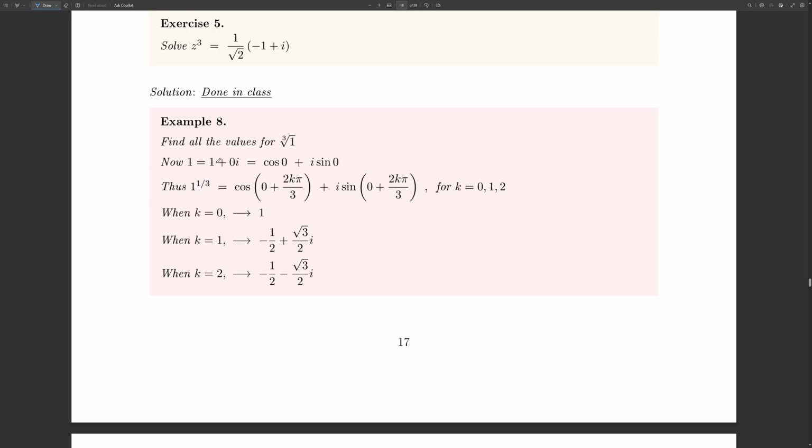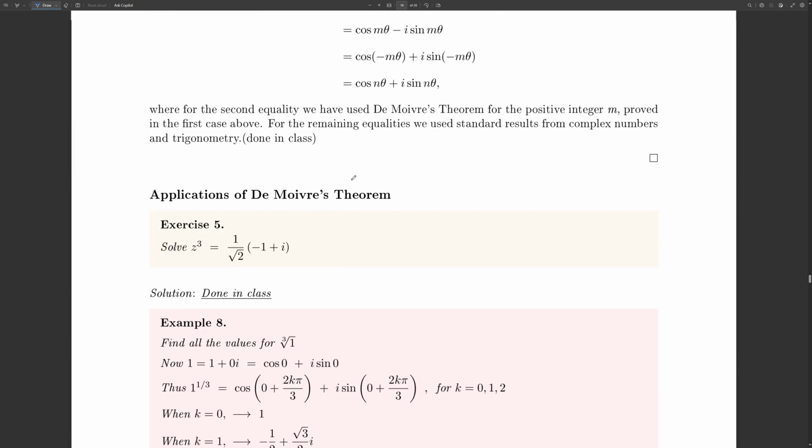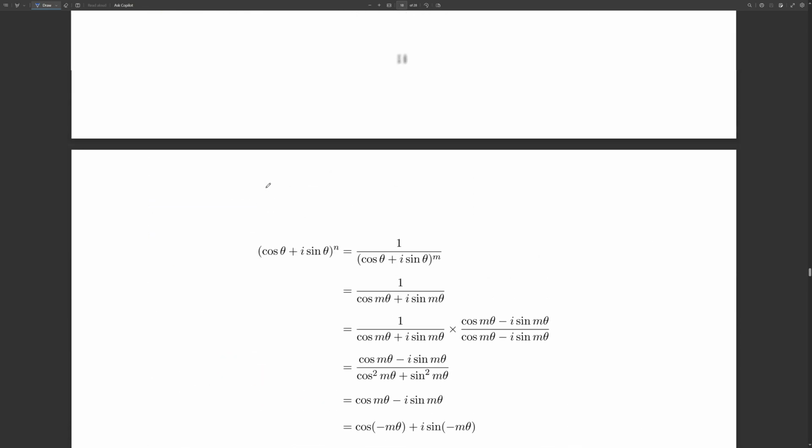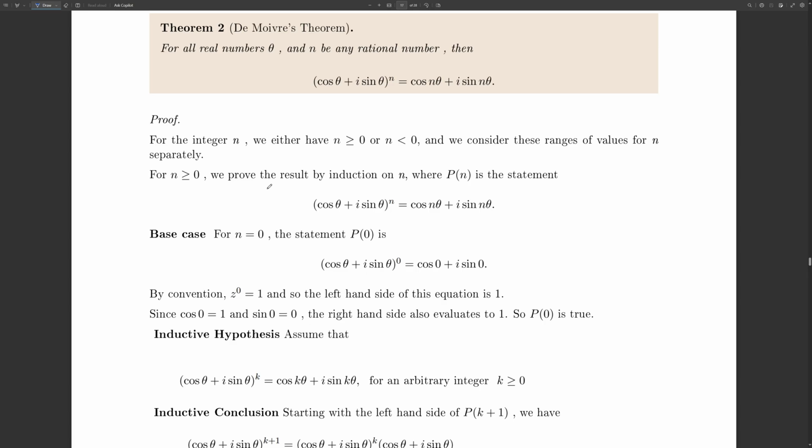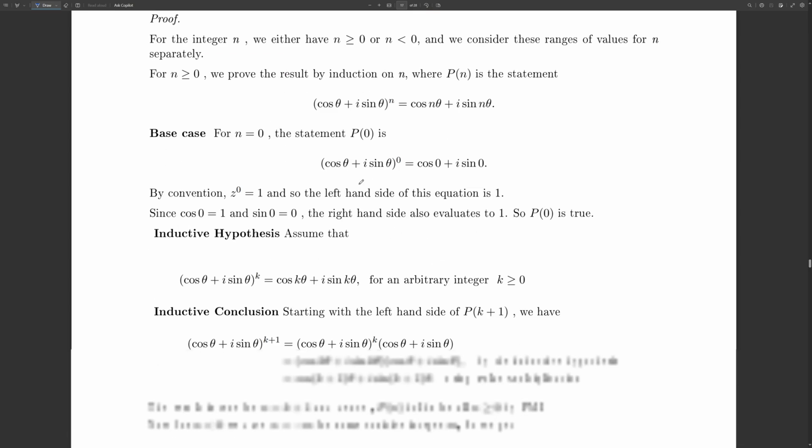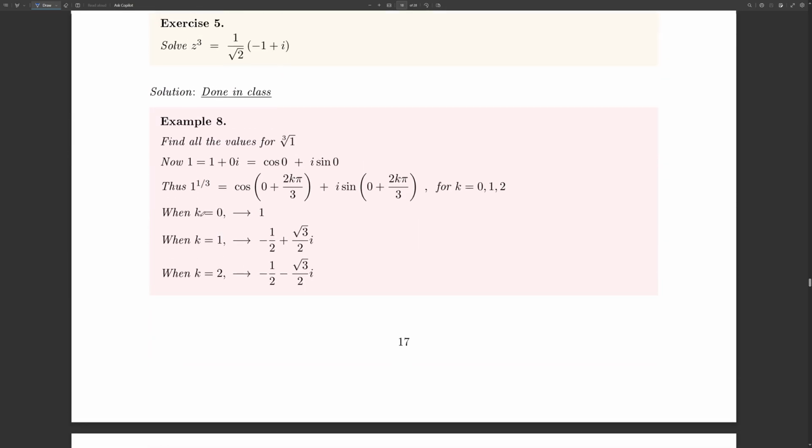So we have 1 here is equal to 1 plus 0i, right? Because we have no imaginary part. So in this form, it's equal to cos of 0 plus i sine 0, because this part here is 0. So now we use our formula from the Morse previously, right? From here, with this n here. So in this form, it's a third, right? Because it's the cube root here.